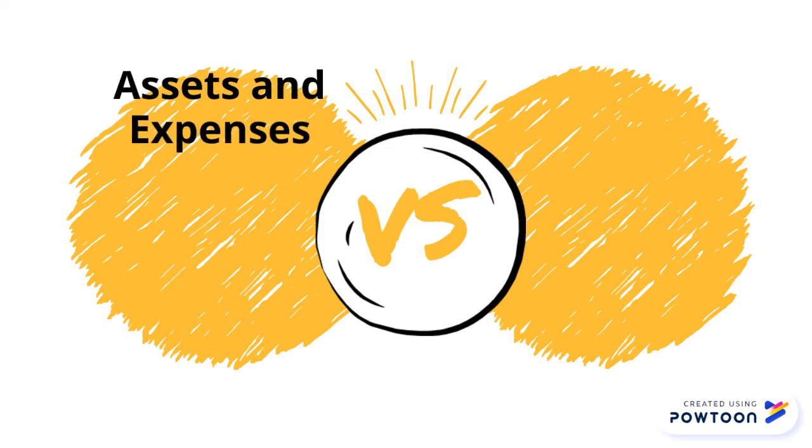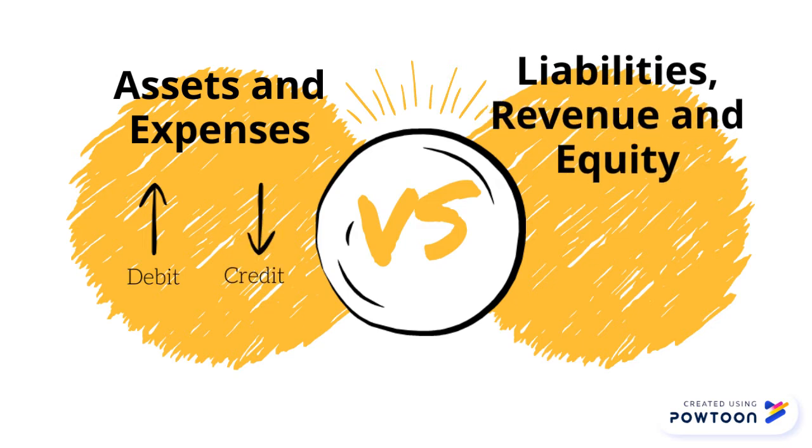Assets and expenses have a normal debit balance, therefore are increased with a debit and decreased with a credit, whereas liabilities, revenue, and shareholders' equity have a normal credit balance, therefore are increased with a credit and decreased with a debit.